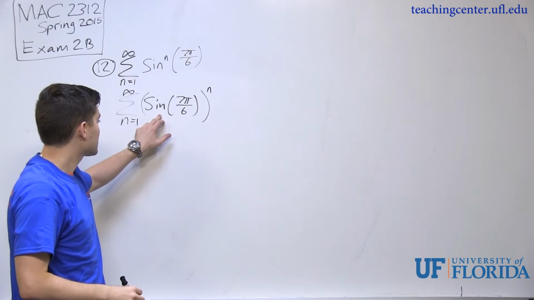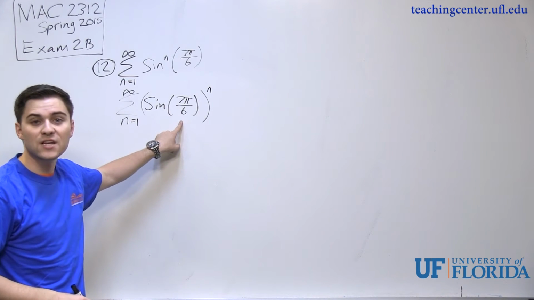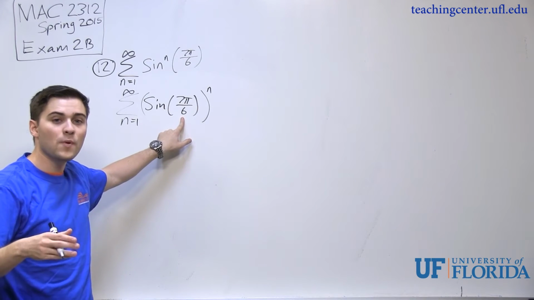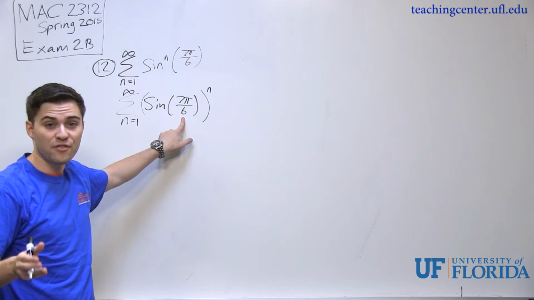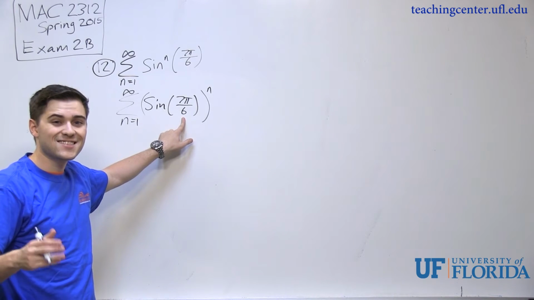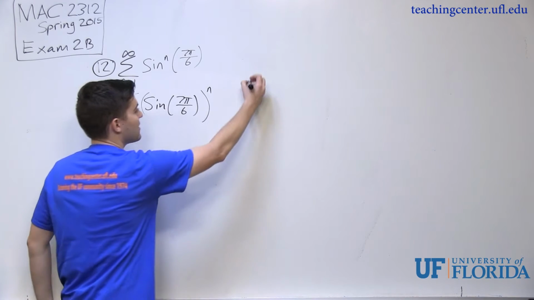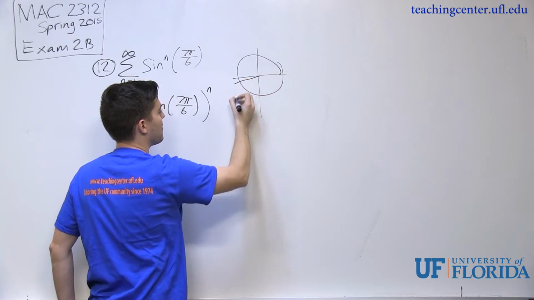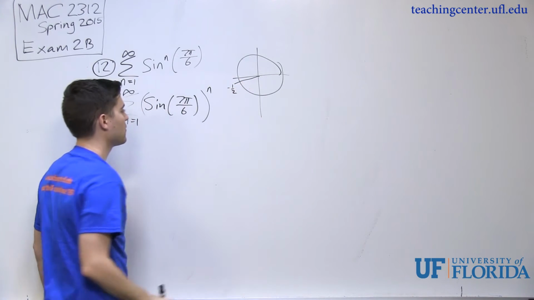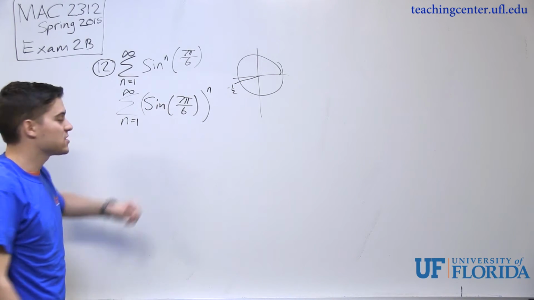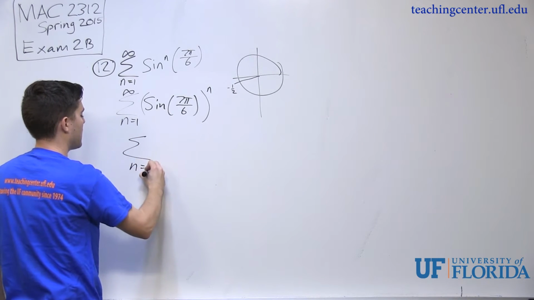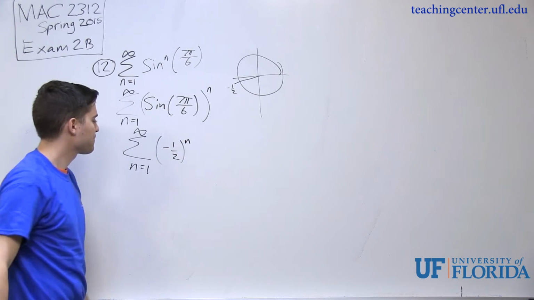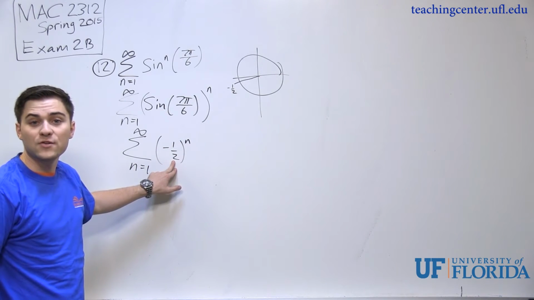Now I have sine of 7 pi over 6, so all I need to do is figure out where 7 pi over 6 is on the unit circle. 7 pi over 6 is a little bit more than pi, which means that it's going to be in the third quadrant, because in the third quadrant, sine should be negative. And 7 pi over 6, if you look on the unit circle, ends up being right about there, where sine is equal to negative 1/2. So sine of 7 pi over 6 becomes the sum from n equals 1 to infinity of negative 1 over 2 to the n. So now we have our geometric series.